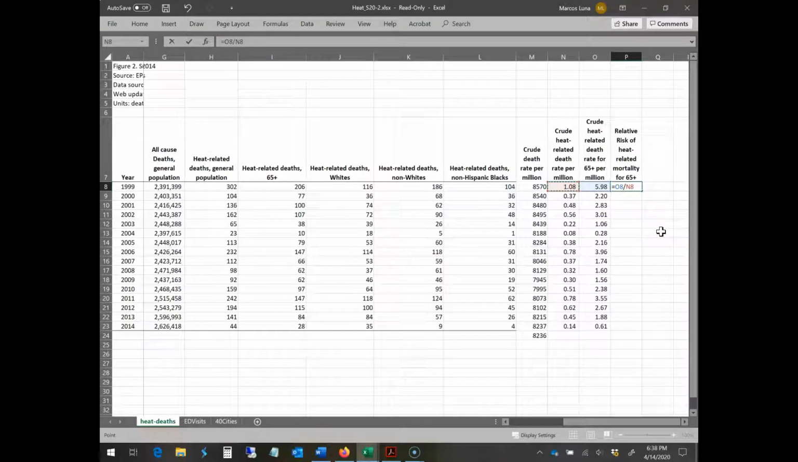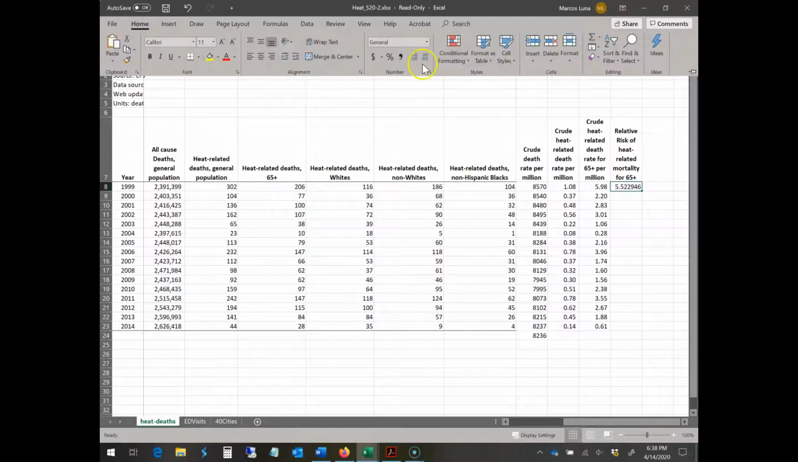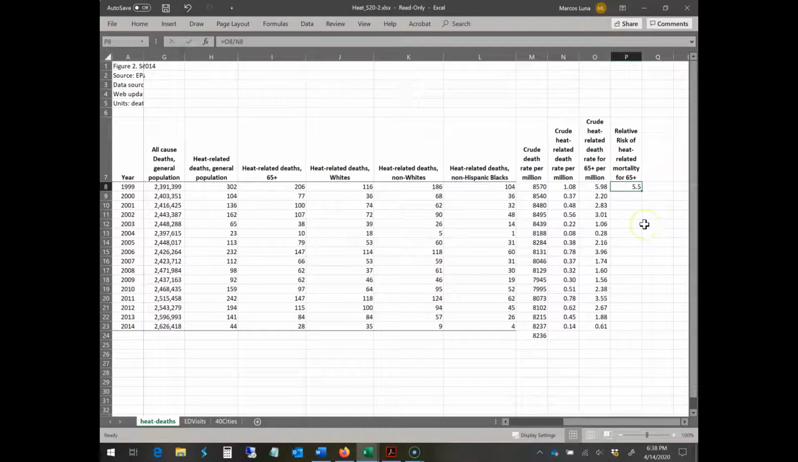The key thing is that the number on top, the numerator, is the population that you want to find out about. So when I hit enter, the number that I get there, let me reduce the number of decimal places because that's distracting. That number right there represents how much more at risk this population is. Specifically, the way that I read that number is people who are 65 years and older are 5.5 times more likely to die from heat than the general population. At least they were in 1999. Okay, 5.5 times more likely to have died from that.